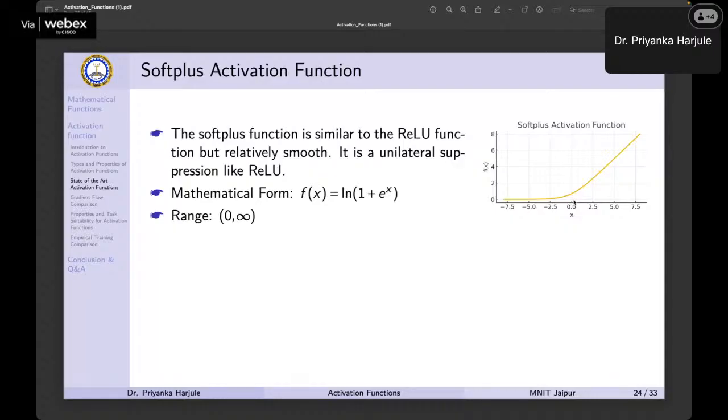If you use ReLU for the input x equal to -2, the output was 0 and the gradient was also 0. So that was the dead neuron problem. But with softplus, if you input -2 here, you will get 0.13 something. And when you take the derivative of this, it will also give you a non-zero value. So it is contributing to the learning during backpropagation.